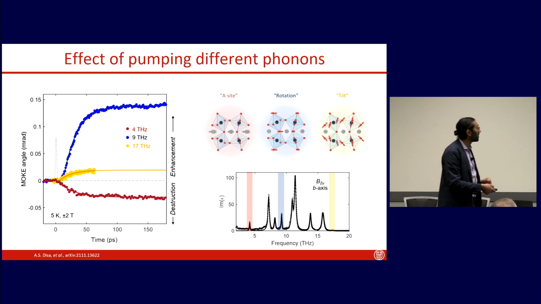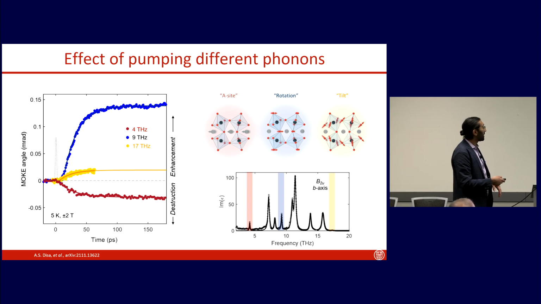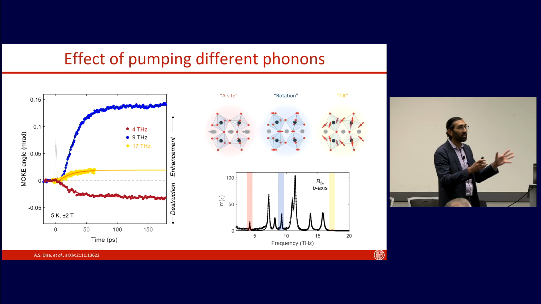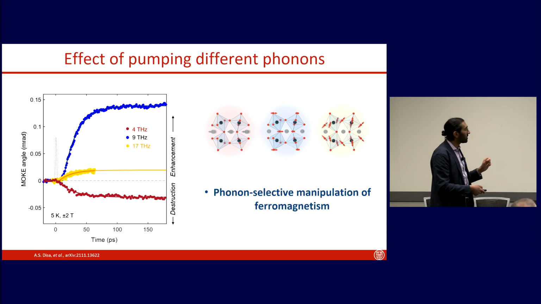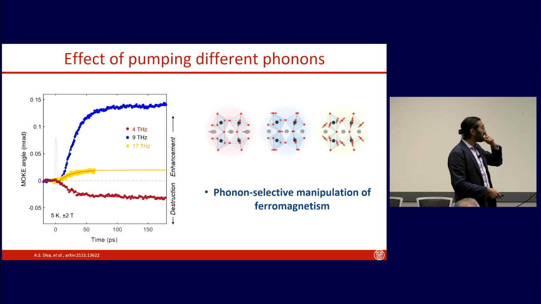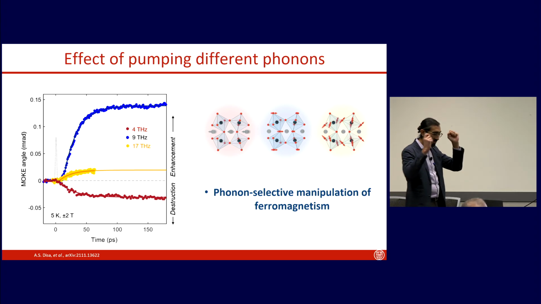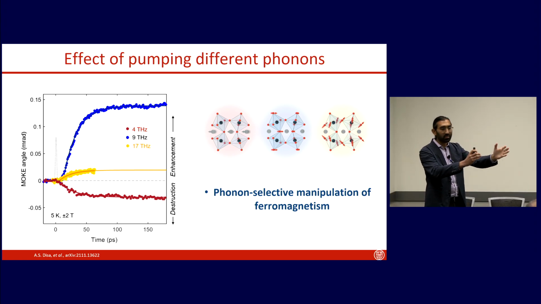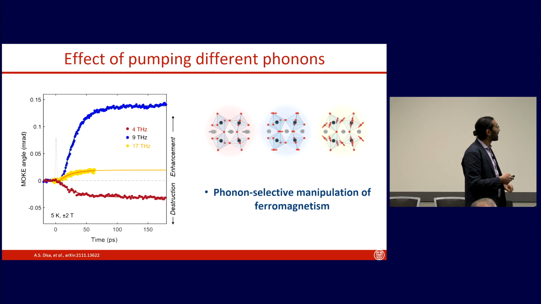What you can see is that depending on the mode that I pump, I can either enhance or weaken magnetism, and the strength of that change in magnetism also depends on the specific mode that I pump. So this is already exciting, because it means that we have, for the first time, shown a phonon-selective manipulation of magnetism. It's not just dumping energy from the light that changes the magnetic order. It really depends on the structural distortion that I drive. So that's already a very exciting result.